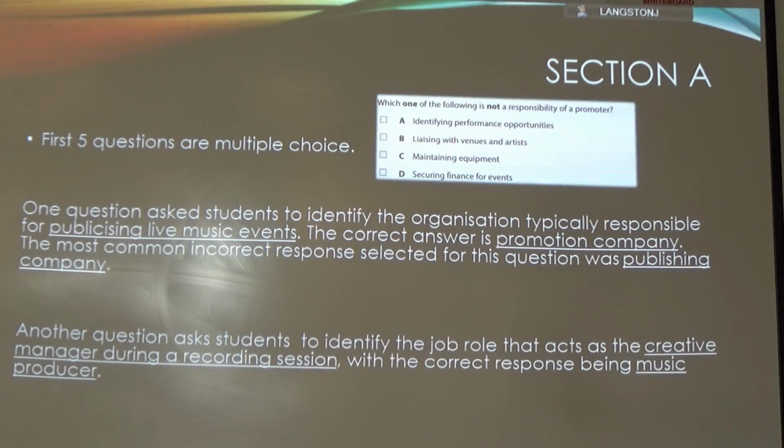Now, one of the questions that's been asked in a previous paper is to identify the organisation typically responsible for publicising live music events. Now, the correct answer is promotion company, and the most common incorrect response selected for this question was publishing company, okay? Another question asked to students was to identify the job role that acts as the creative manager during a recording session, with the correct response being music producer.